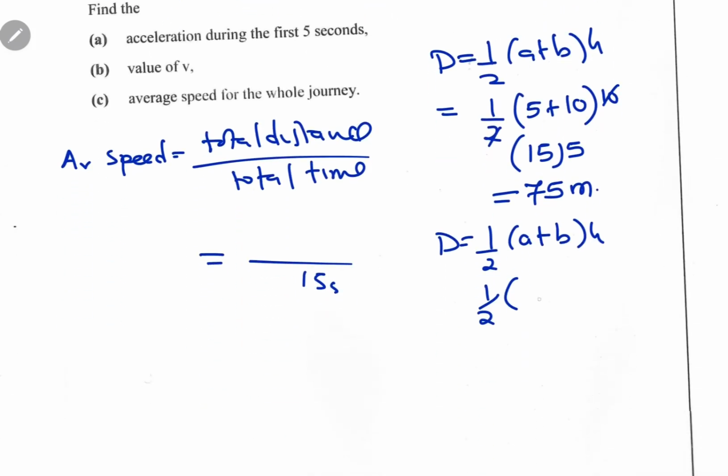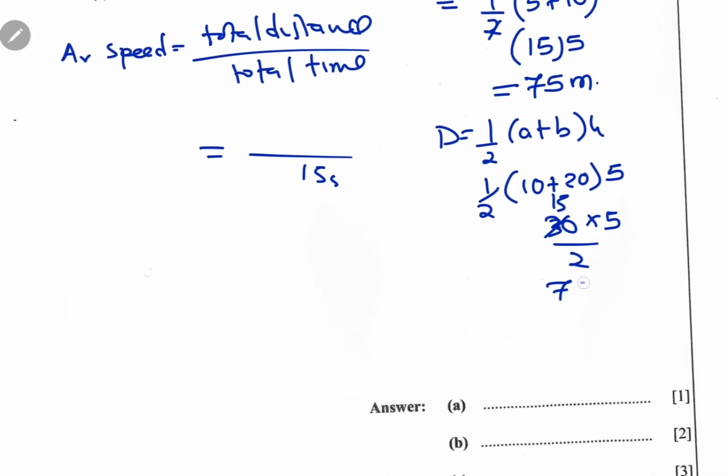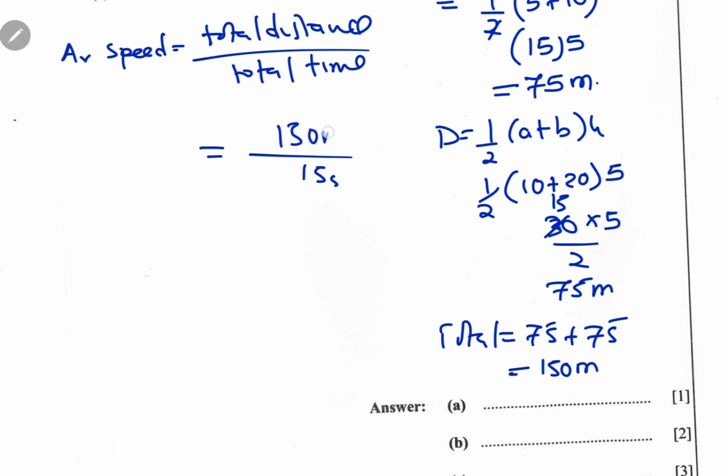So what is our A? Our A is 10, plus, what is our B? 20. What is our height? 5. So we are going to find 30 in the brackets, multiply by 5, divide by 2. This is 15, multiplied by 5, 75 meters. So the total is going to give us 75 plus 75, and that is 150 meters. So 150 meters as a distance.